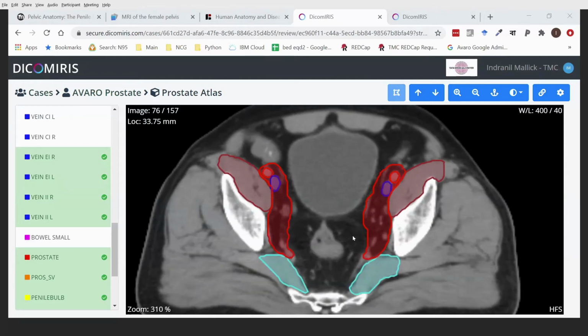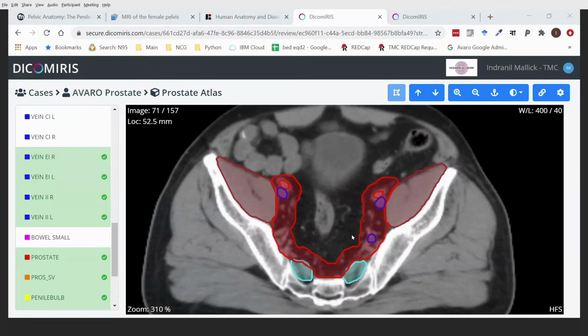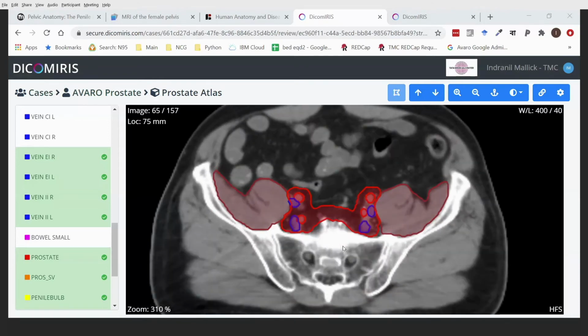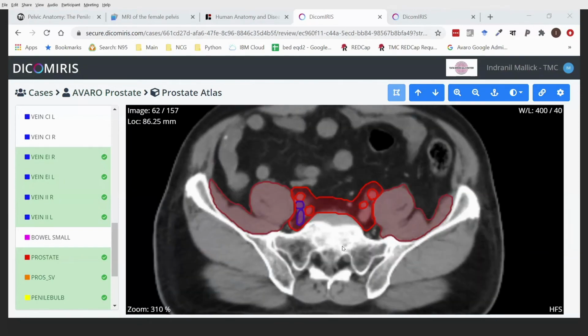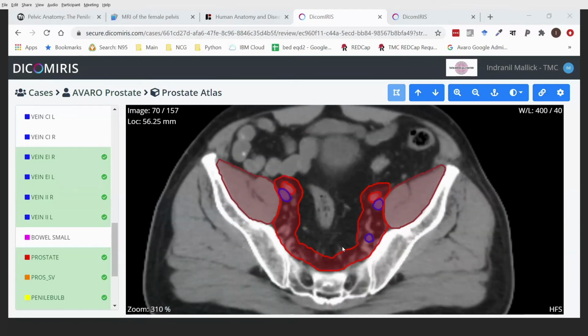So in short, this is how we would contour for a high-risk prostate cancer. We first contour the penile bulb, then using that as a reference, we start the prostate contour, then we go up, make sure that we've covered the base properly and the seminal vesicles, and then we contour the nodal volume.